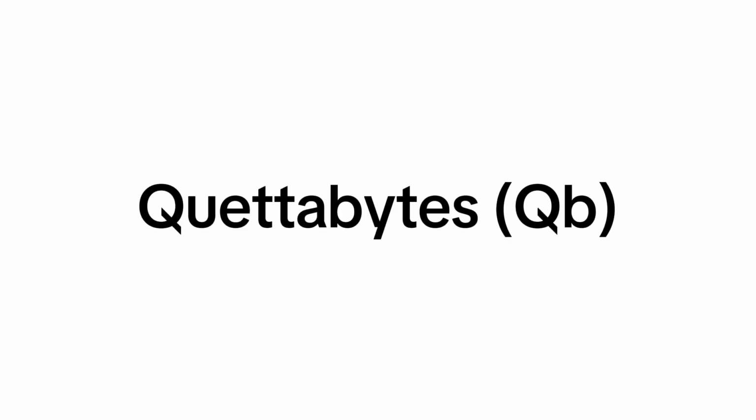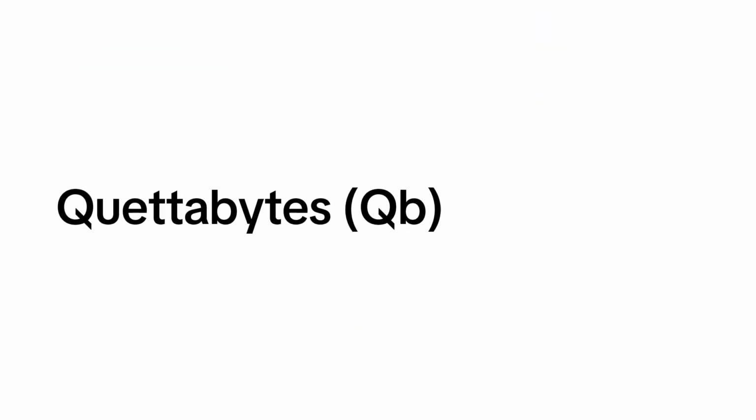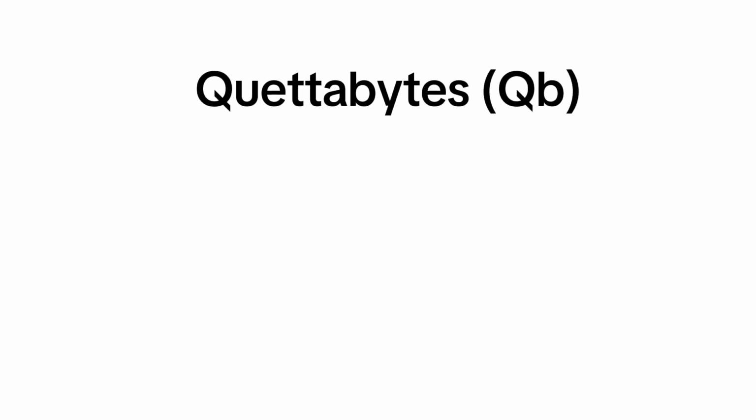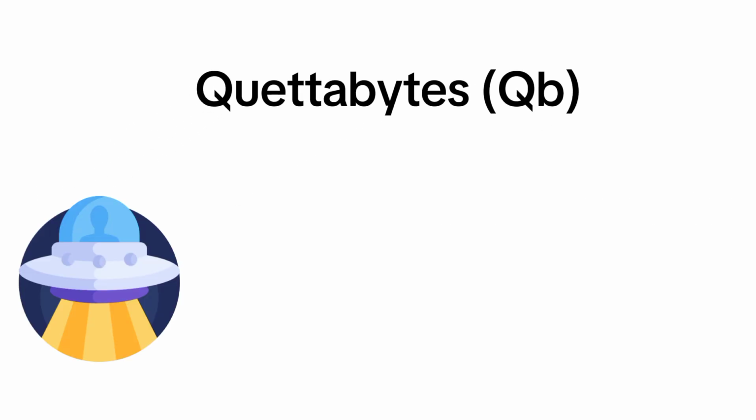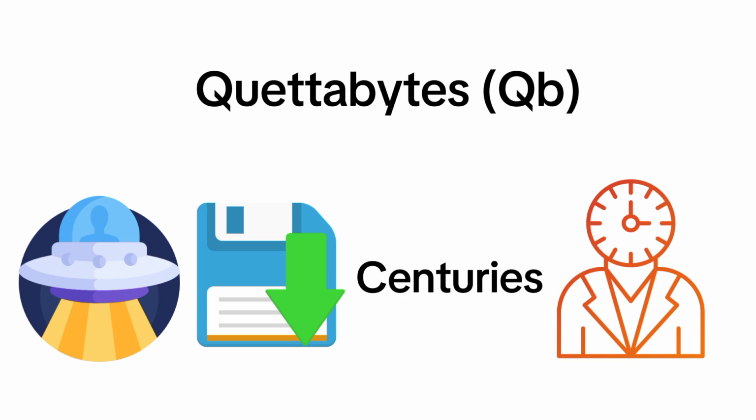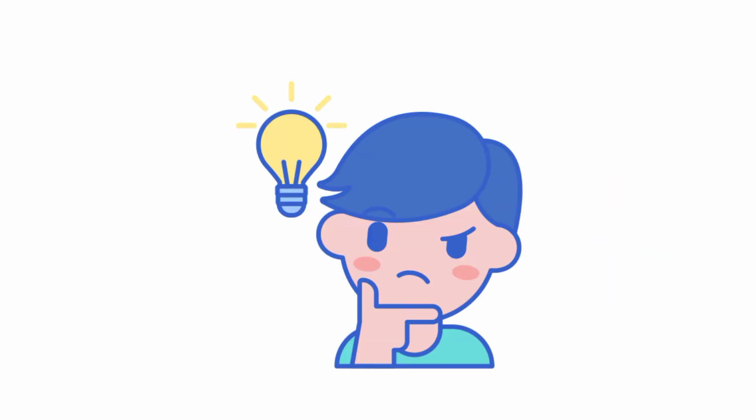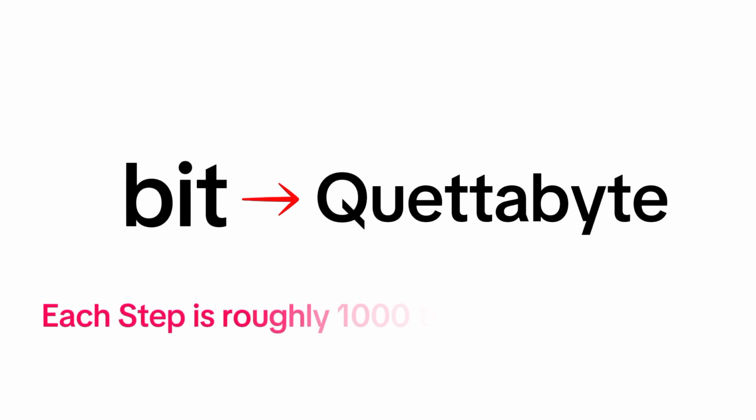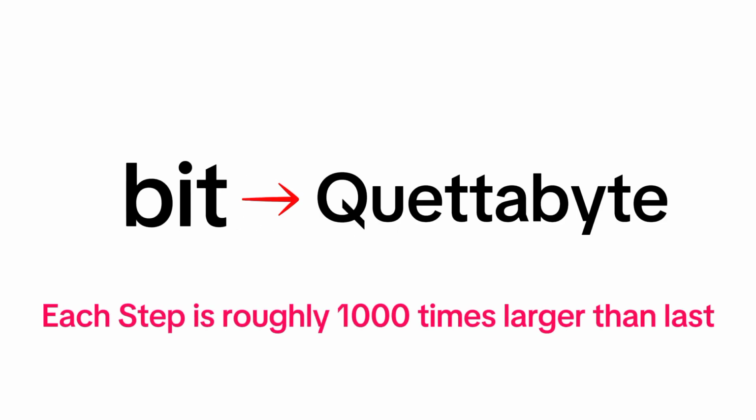Quettabyte. Finally, we reach the Quettabyte, QB, which equals 1,000 Ronabytes. At this scale, storage becomes almost science fiction territory. A Quettabyte could theoretically hold every piece of data humans could ever produce for centuries. While we may never reach it in our lifetimes, thinking about Quettabytes shows just how fast our digital universe is expanding. From a single bit to the colossal Quettabyte, each step is roughly 1,000 times larger than the last.